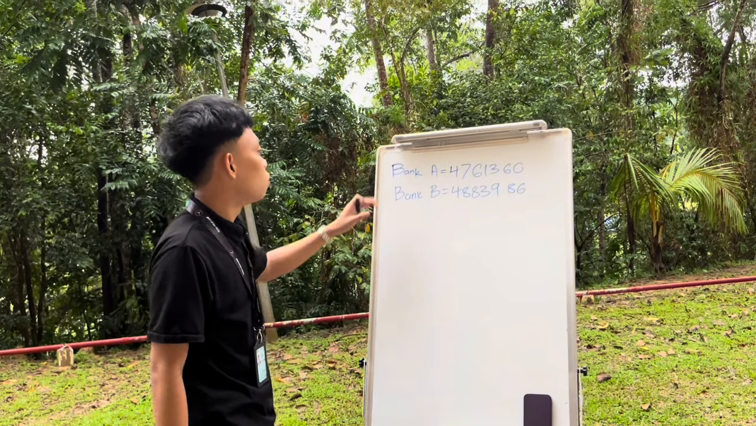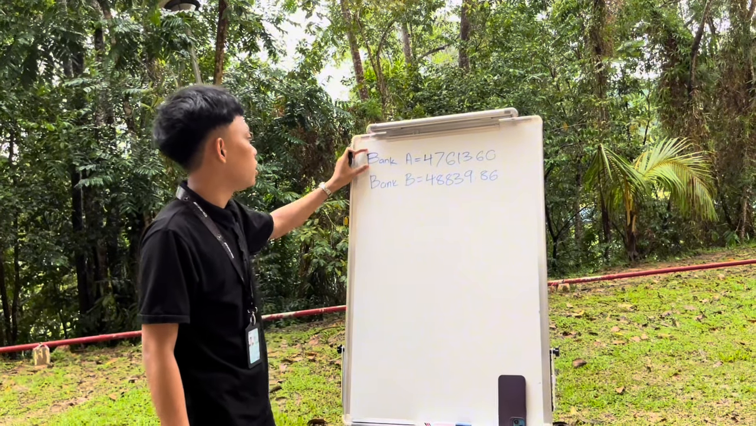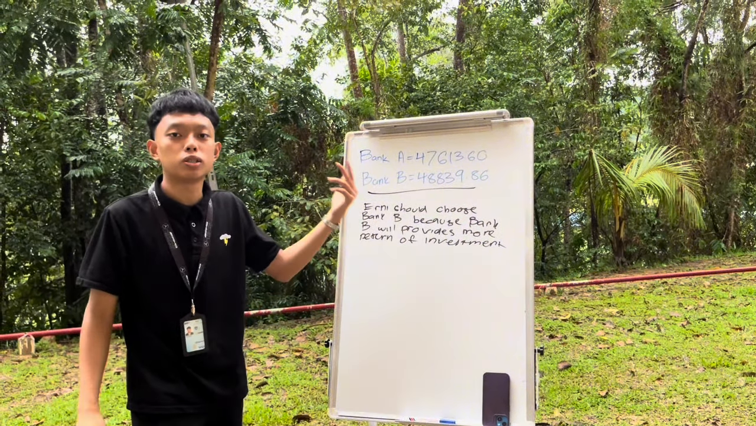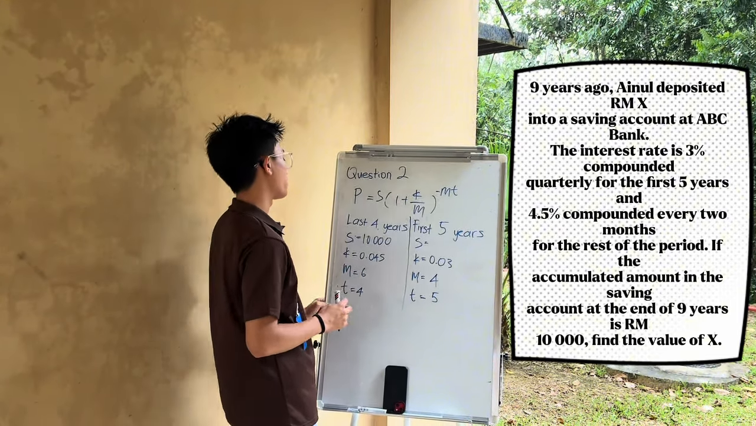Okay guys, so you can see here which amount will be higher. That's the bank we should choose. So in this case we should choose bank B. Whichever amount is higher, that's the bank we will choose. So that's all, guys.